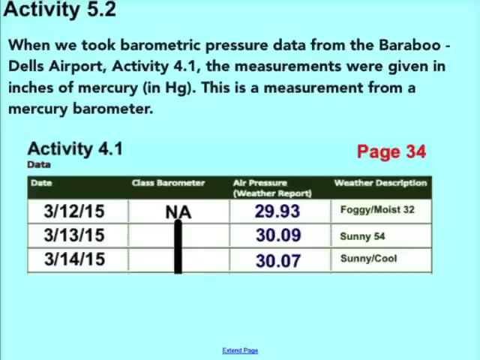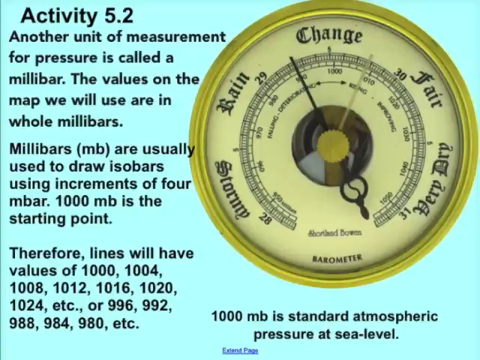Now if we back up a little bit to Activity 4.1, in my book it's on page 34, so it might have been on a different page for you. But the important thing is in Activity 4.1 we took a look at air pressure. However, when we looked at this air pressure, we measured it in inches of mercury. Now there is another unit of measurement for pressure, and it's called the millibar. The values on the map we're going to be using today are in millibars.